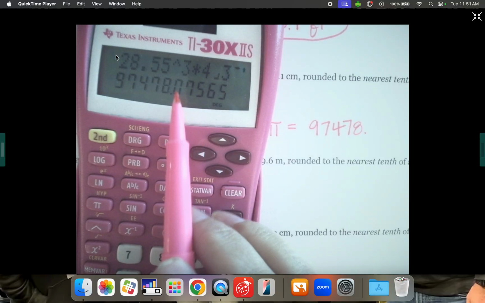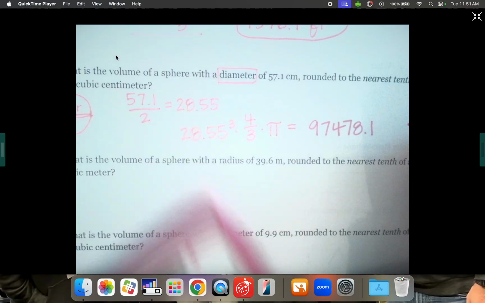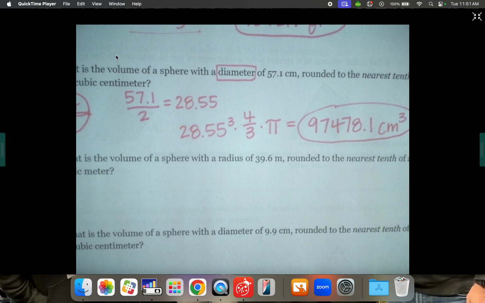97,478.0, but the number after the 0 is 5 or above, so we're going to give this 0 a shove up to 1. And I think this said centimeters, so there's the label. All right, let's keep rolling through this.